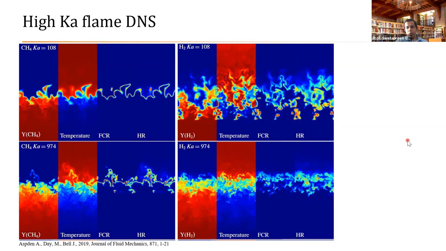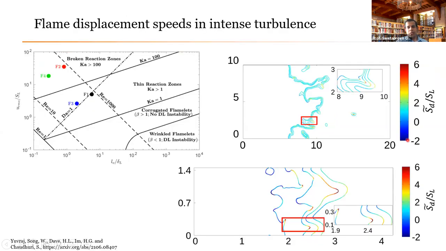Now, we are going to look into whether what we discussed before, the flame speeds and the flame speed curvature relationships that we found, hold in this kind of turbulent flames. Okay, so this is data from Professor Hong Im's group. And these are the four configurations that they looked at. So this is the F1 configuration where you have Damköhler number equal to one in the thin reaction zone regime. And this is colored by the local normalized, density weighted flame displacement speed.